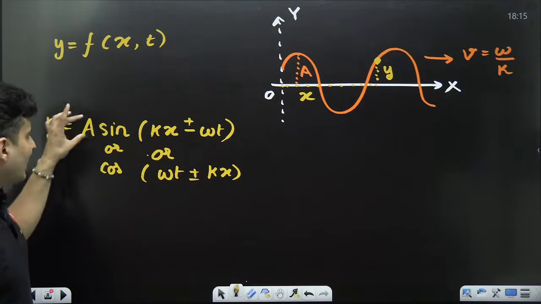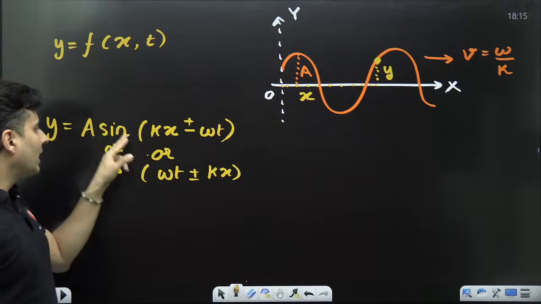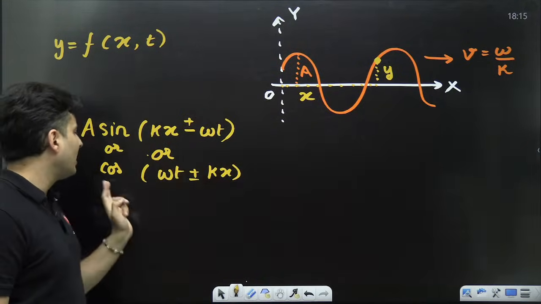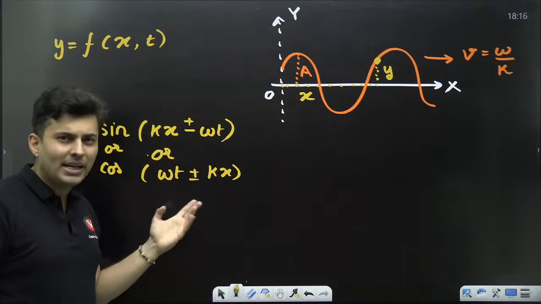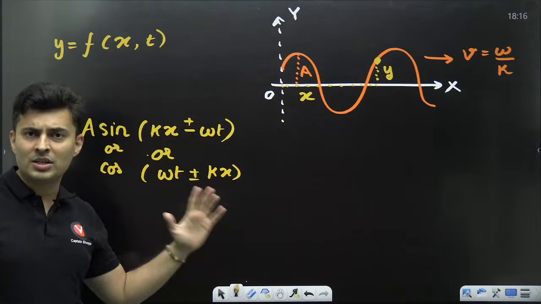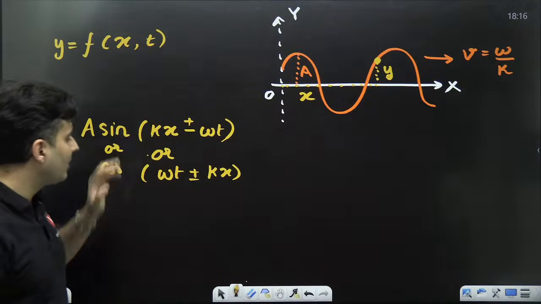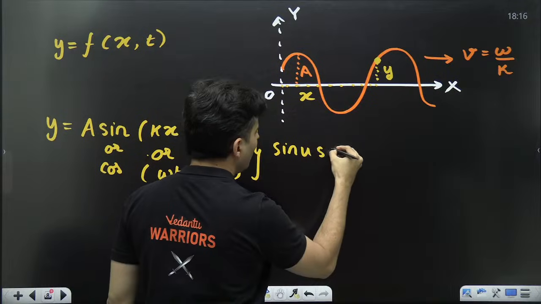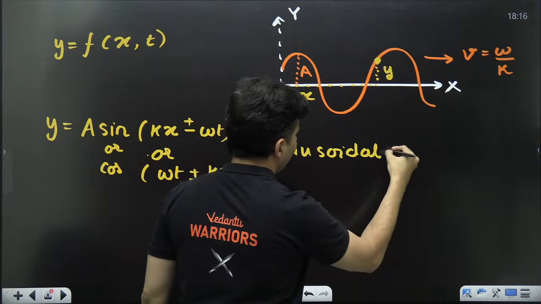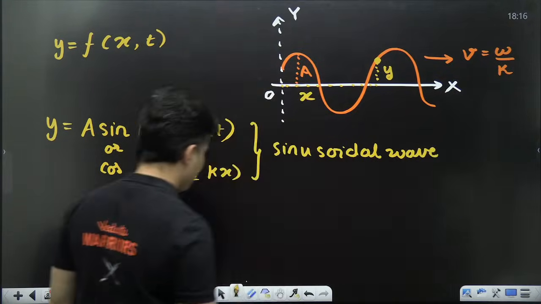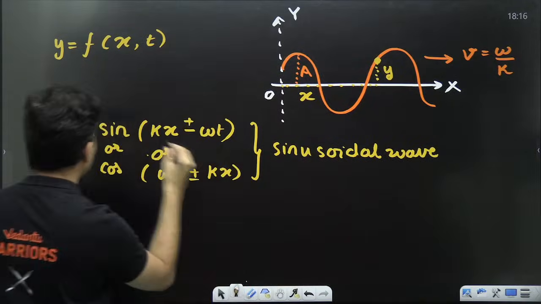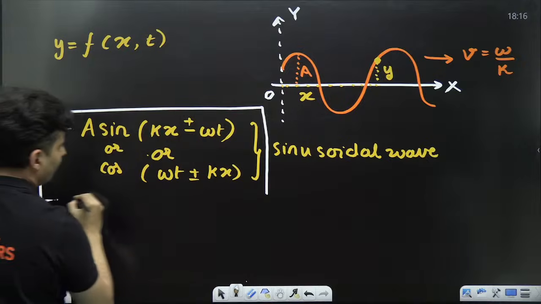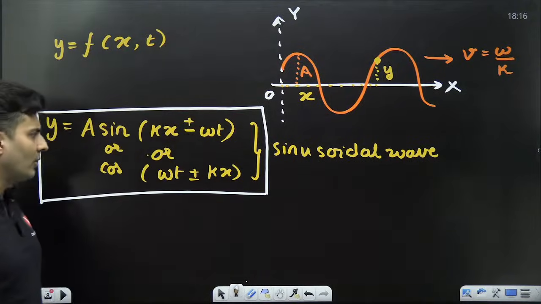Okay, so you can use a sine kx minus omega t, a sine omega t plus kx, a cos kx plus omega t, a cos kx minus omega t, doesn't matter. All permutation combinations you can choose. But this is the general equation of a sinusoidal wave. This is your sinusoidal wave equation. Keep this in mind. This is how it will look like.